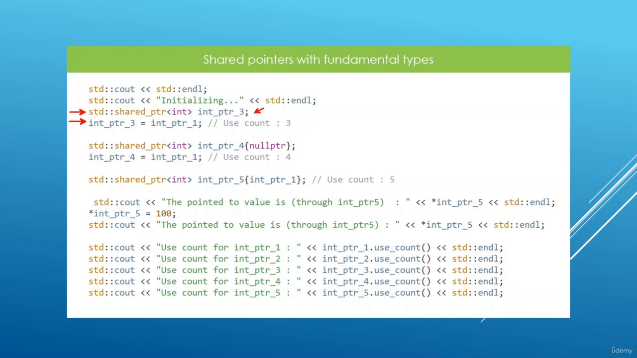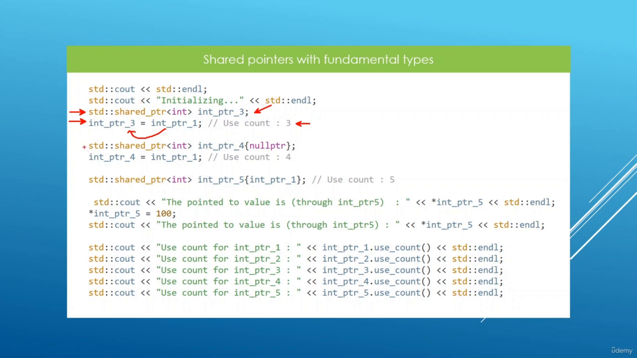This is going to initialize the pointer to null pointer, if I remember correctly. And if we assign pointer 1 to pointer 3, as we are doing here, this is going to push the reference count to 3 because now pointer 1, pointer 2, and pointer 3 are pointing to the same data in memory. And I want you to keep this in mind.